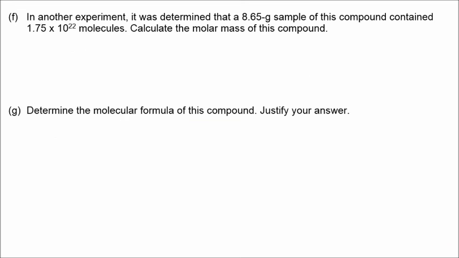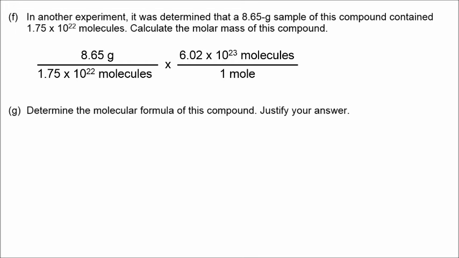Part F is asking us to calculate the molar mass of this compound, and we are given that 8.65 grams of the compound contains 1.75 times 10 to the 22nd molecules. The units of molar mass are not grams per molecule, but rather grams per mole. So how do we get rid of the molecules? Well, just use Avogadro's number. And since Avogadro's number has units of molecules per mole, we're going to get grams per mole in our answer. If we do this math, we get 298 grams per mole.